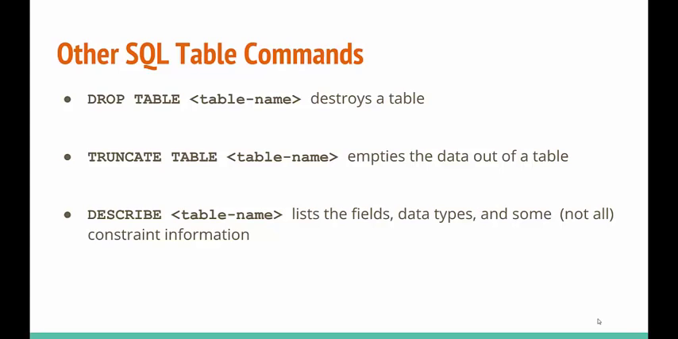And of course, describe, which you've used in the past, lists the fields, data types, and some, but not all, constraint information. This is good when you want to learn more about the fields in a given table. Please note that for all of these commands, most importantly for drop table and truncate table, once you execute them, there's no going back.